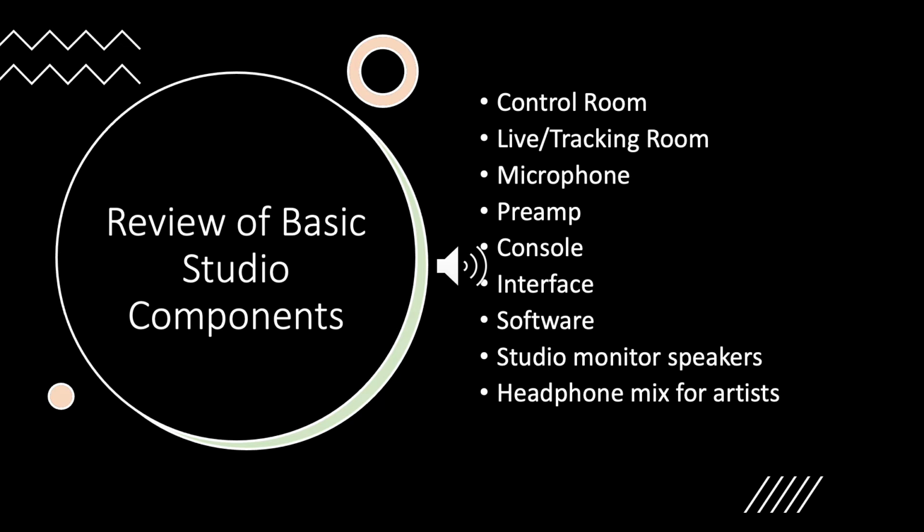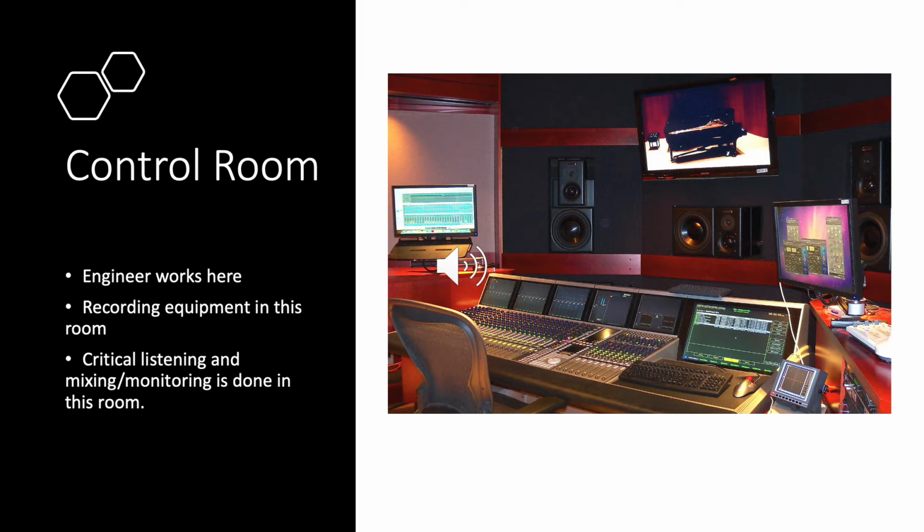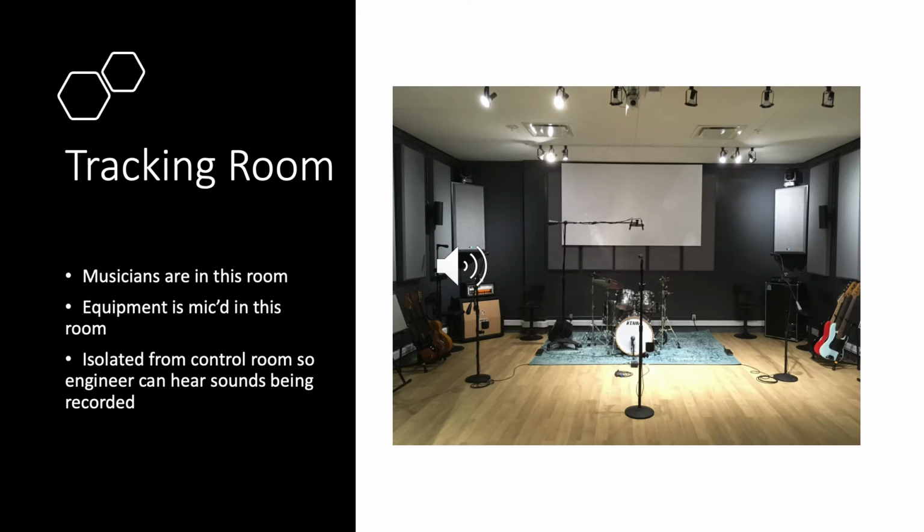Okay, so the control room is where the engineer, which is what you'll be doing, works. So all of the recording equipment, the computer, studio monitors for critical listening are all located in the control room. The tracking room is different than the control room. This is where the musicians are set up, where you set your mics up, and where you capture sound. So you'll be listening to that sound in the control room, but the musicians and all the equipment, as you can see in the picture, are located in the tracking room.